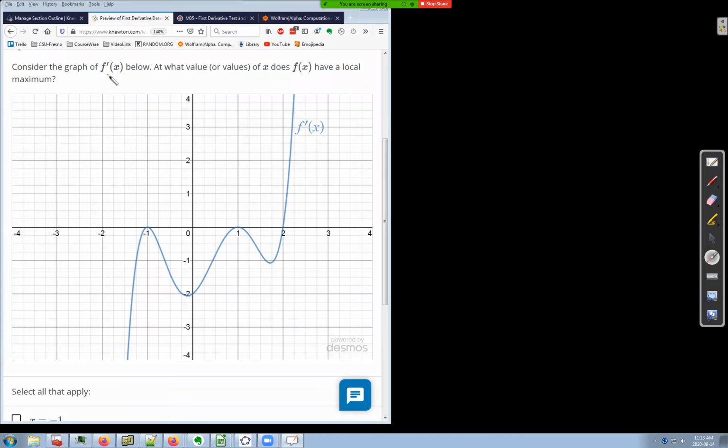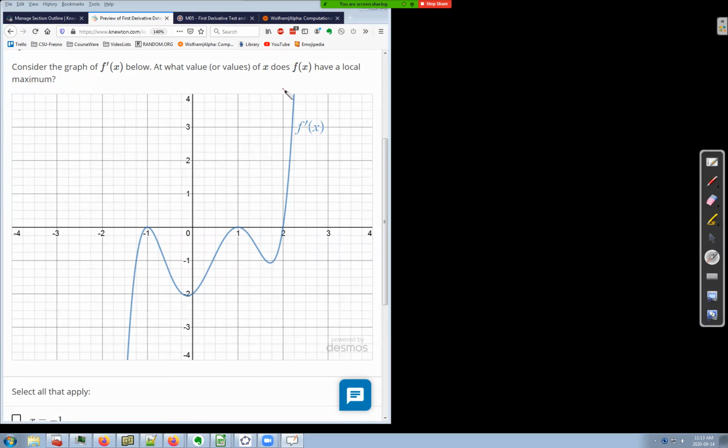All right, so this problem, they're giving us the graph of the derivative, and they're asking a question about the graph of the original function. So be careful. They're asking a question about something that we don't see. What we see in this picture is the derivative, but the question is about f, the original function, f. So at what values does f have a local maximum?